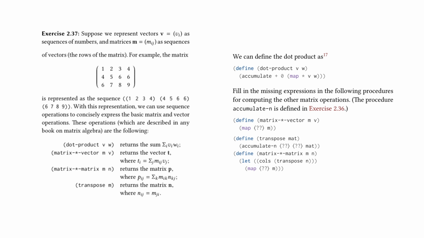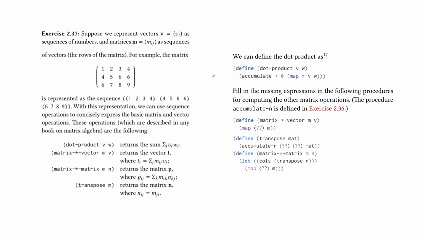The next question is exercise 2.37. I'm not going to read through all of this. It's basically asking us to define 3 or 4, because I guess it gives us one solution. So it's asking us to define 3 procedures that do the following. One is transpose, and the other does matrix multiplication, and the other one does matrix-vector multiplication.